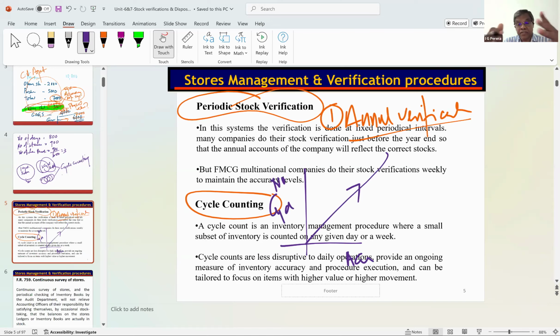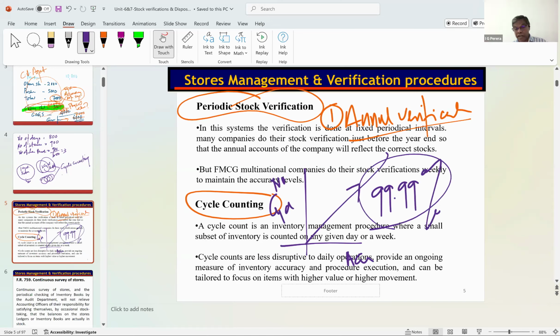When we implemented this in many warehouses, in MAS, Brandix, and various other organizations, if you do it properly, we can reach 99.99% inventory accuracy, almost 100%. One or two items, sometimes you might have some variances, but your stock accuracy will be above 99%.